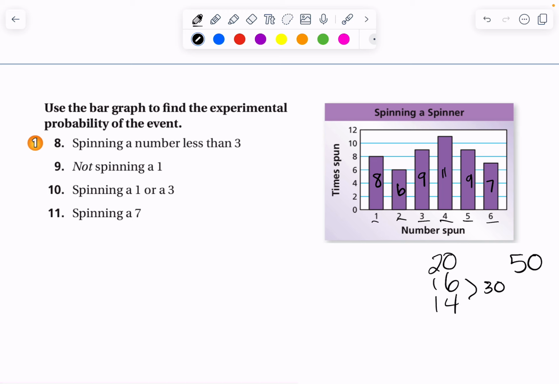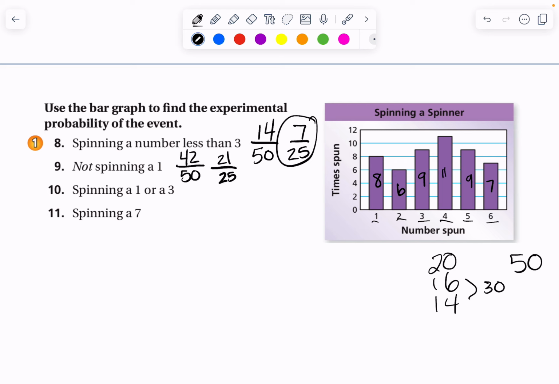So spinning a number less than 3, experimentally, what actually happened is out of the 50 times, I landed on a number less than 3, so that means 1 or 2, a total of 14 times. And so then I could simplify my fraction to get 7/25. So this is what actually happened according to this graph. Not spinning a 1. I spun a 1 8 times, which means out of the 50 times, I did not spin a 1 42 times. And again, we can simplify.